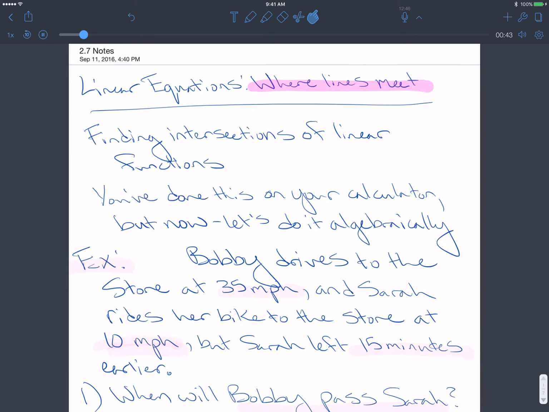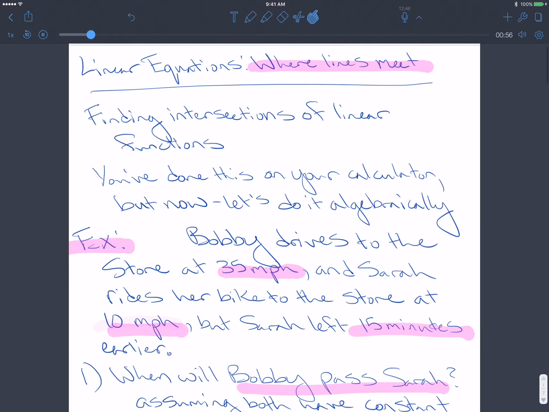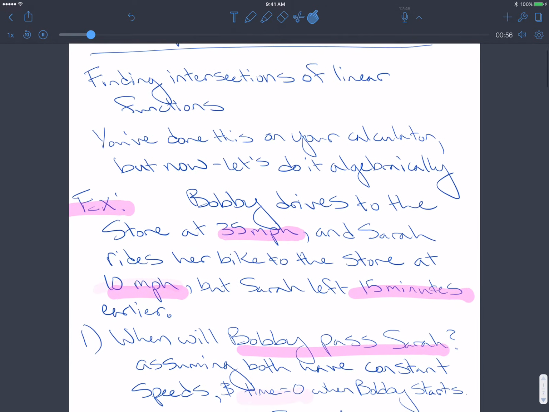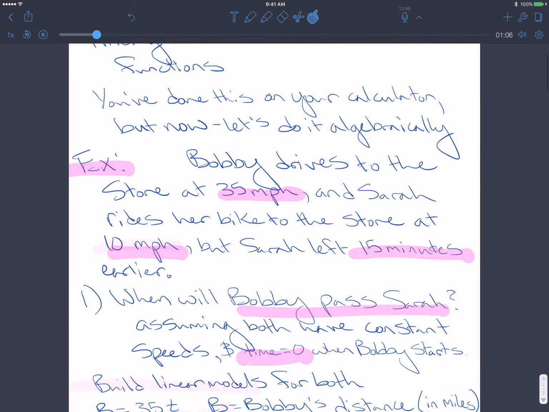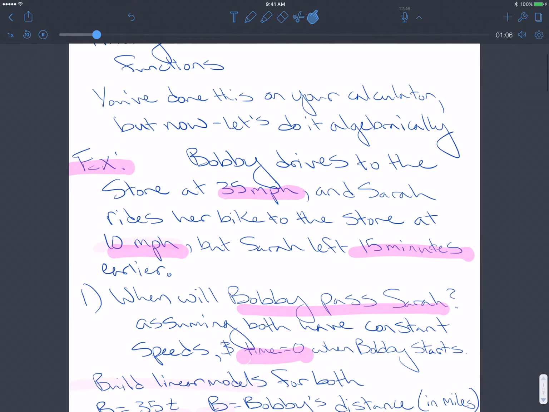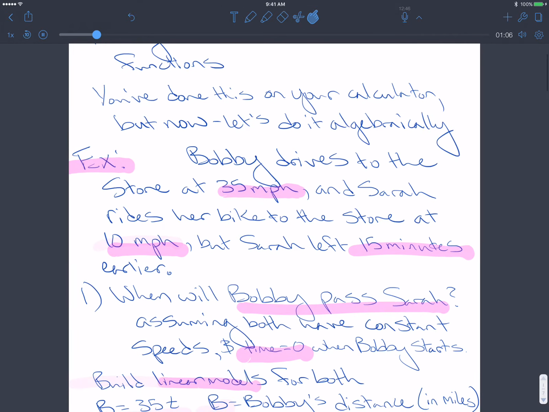If we have Bobby drives to the store at 35 miles per hour, and Sarah rides her bike to the store at 10 miles per hour, but Sarah left 15 minutes earlier, when will Bobby pass Sarah, is the question. So if we assume that they both have constant speeds, and we start the time when Bobby leaves instead of when Sarah leaves, then we can build linear models for both, right?